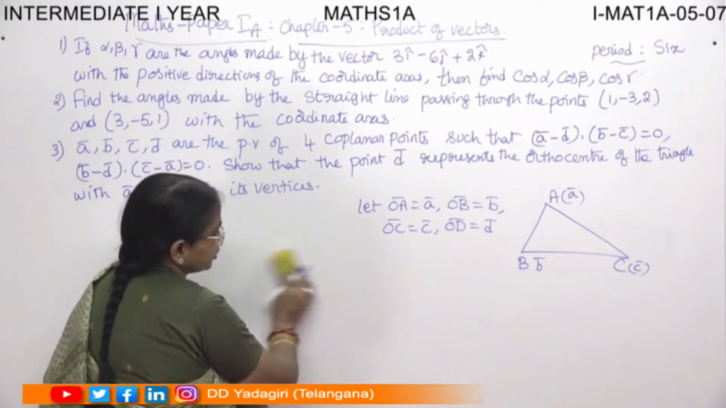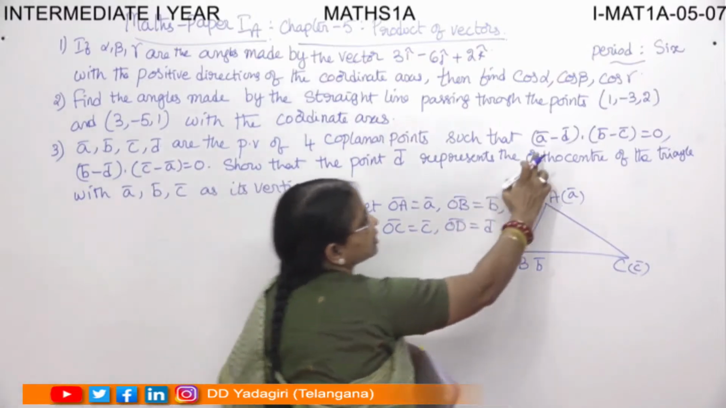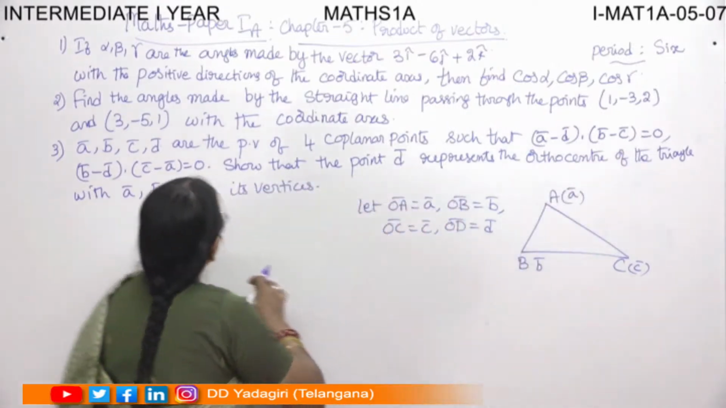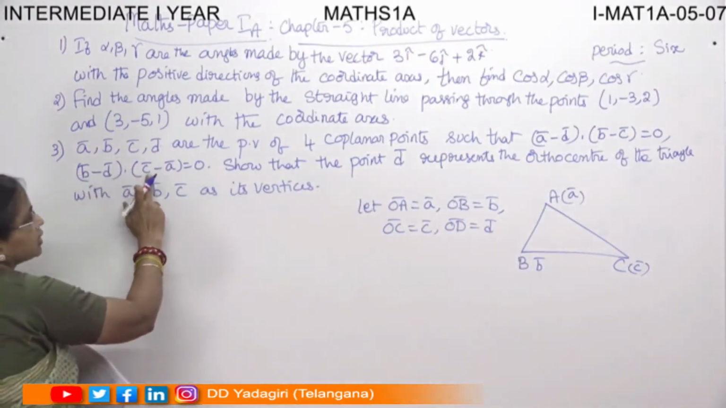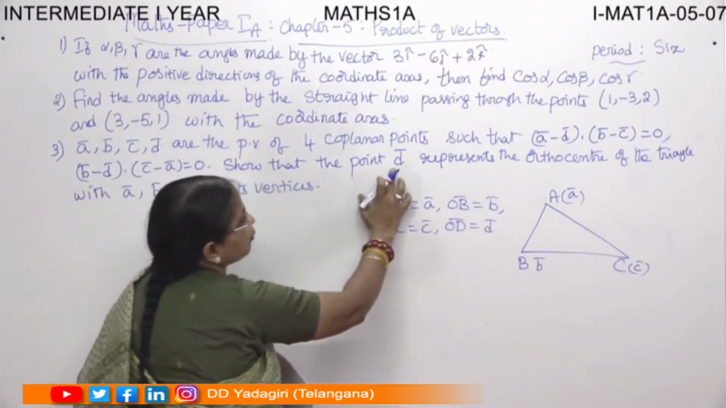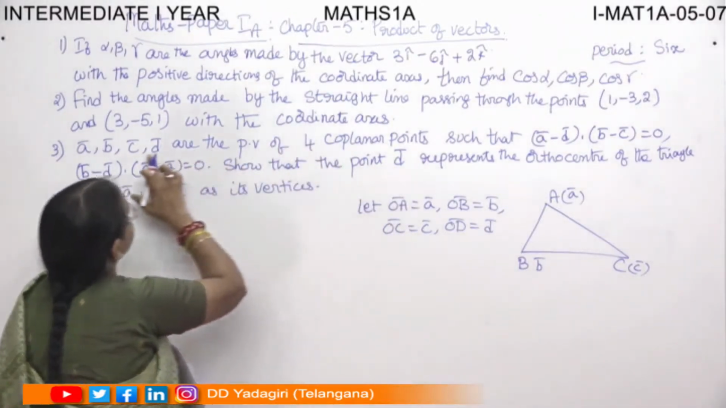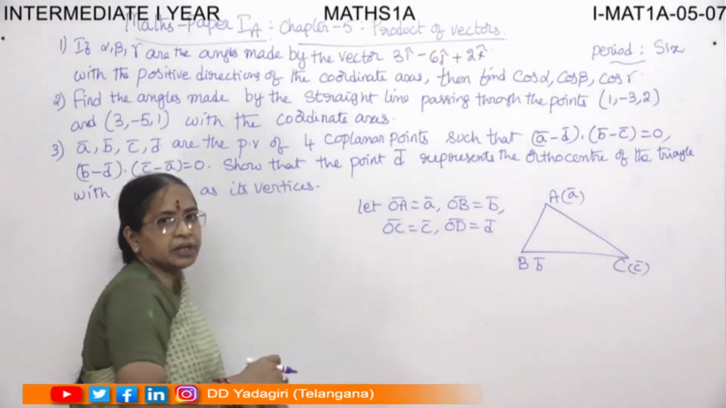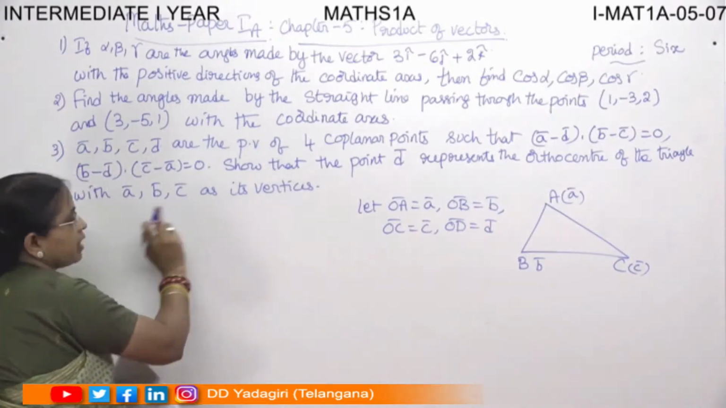Now you are given two relations like this: A minus D dot B minus C is 0, and then B minus D dot C minus A is equal to 0. These are given. You must show that the point D, the point with position vector D, represents the orthocenter of the triangle with vertices A, B, and C.